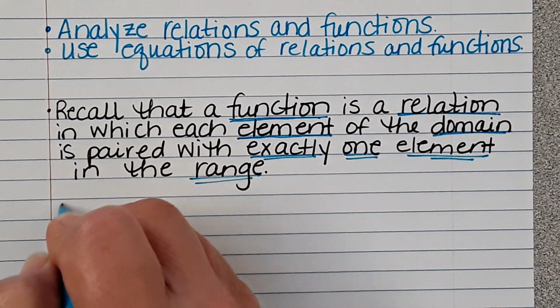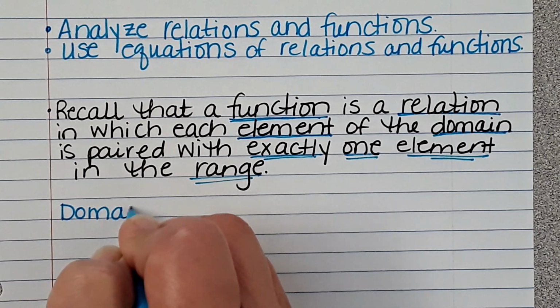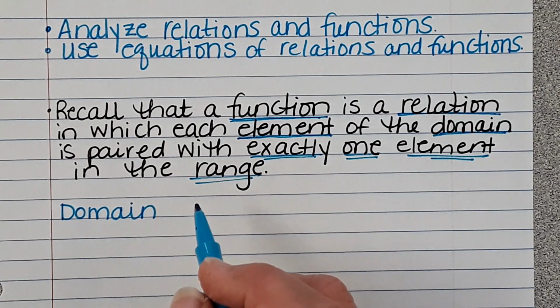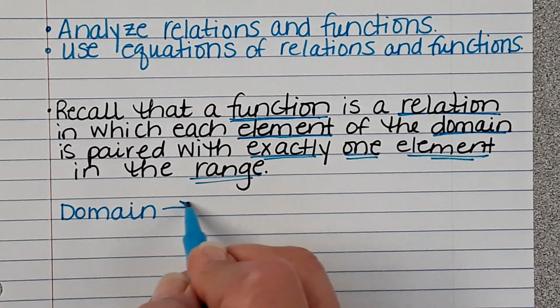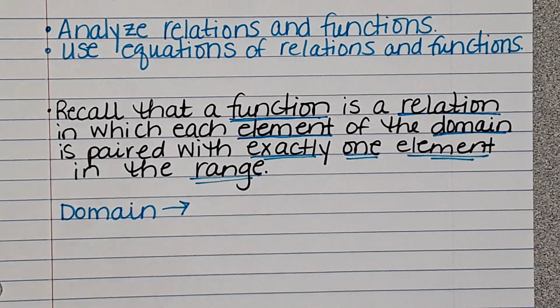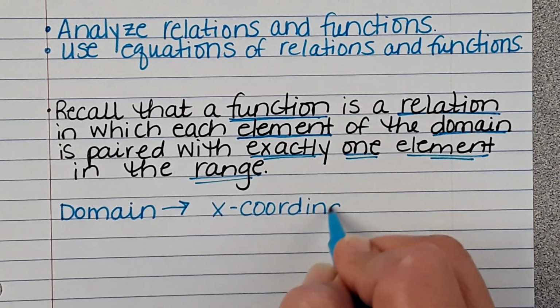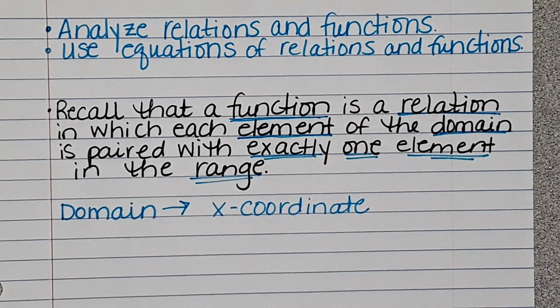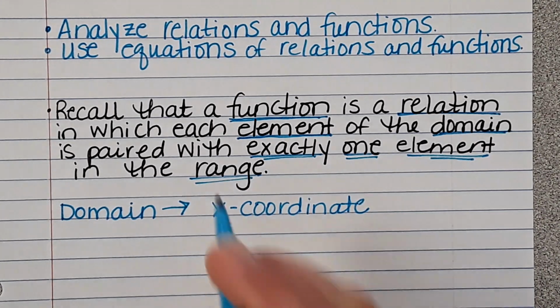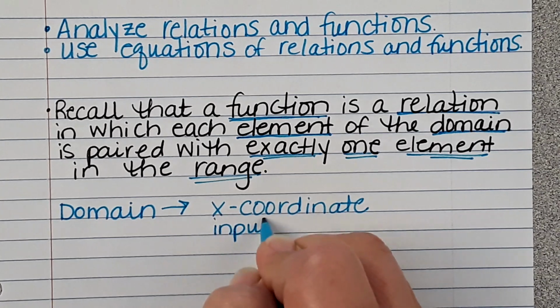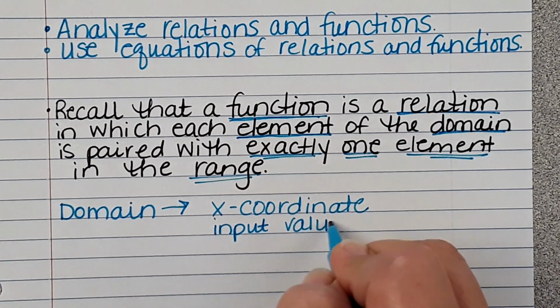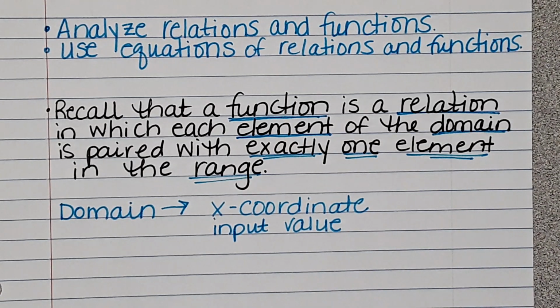Okay, so we have the domain. Anybody remember what the domain is? It's the y value. It is the x coordinate. You tried, and I appreciate that. I always like everyone that tries. It's the x coordinate of an ordered pair. It is also called the input value. It is what we input into an equation or an expression before we get an output. So the domain is always our input value. We're going to input a value into an expression, and we're going to get a value out.